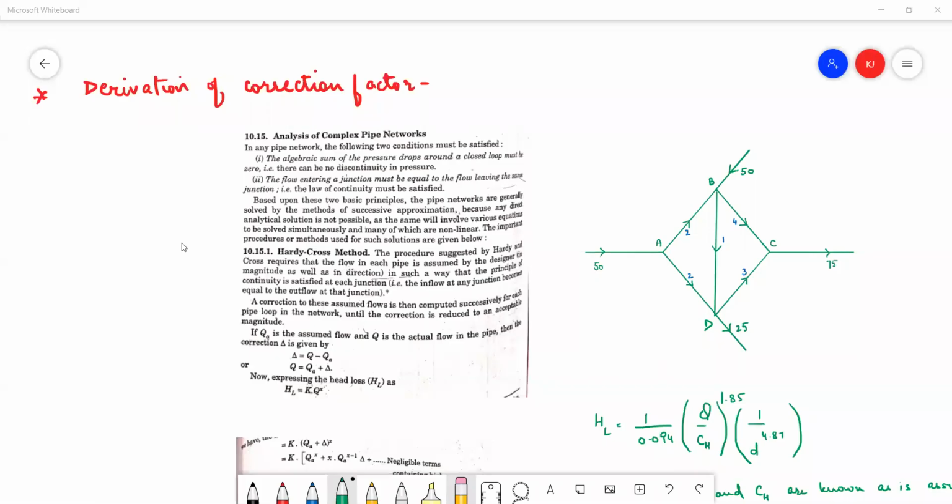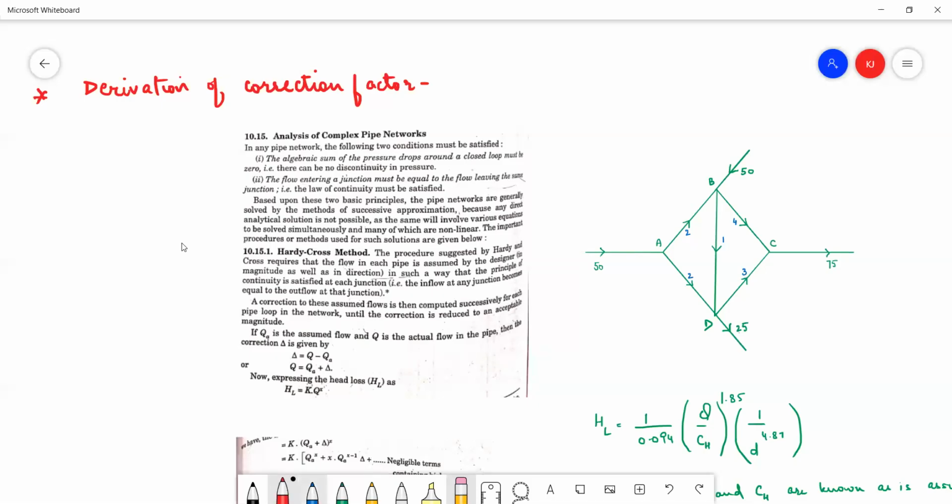Hello everyone. So last time we were studying the Hardy-Cross method, which is used to analyze, or we can say design, a complex pipe network. We had already done a numerical for simple pipe networks, and now we will be studying the Hardy-Cross method. Last time I already gave you a brief introduction about how it works. I'll just repeat it again.